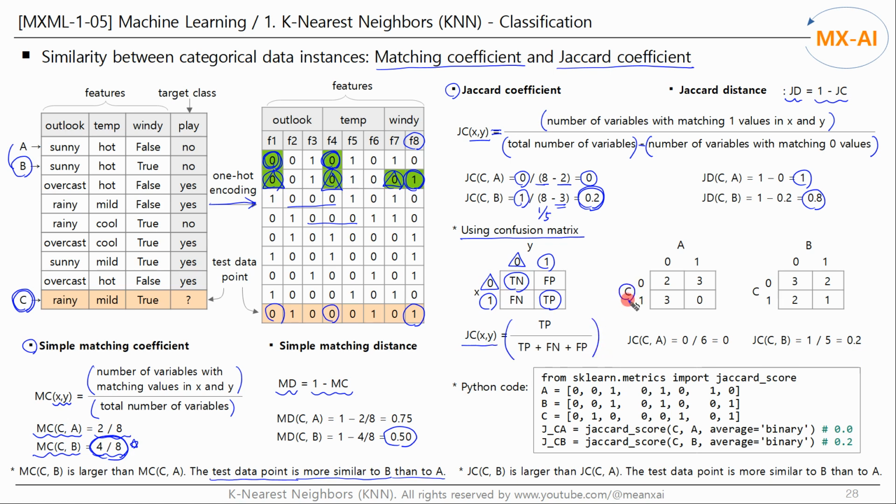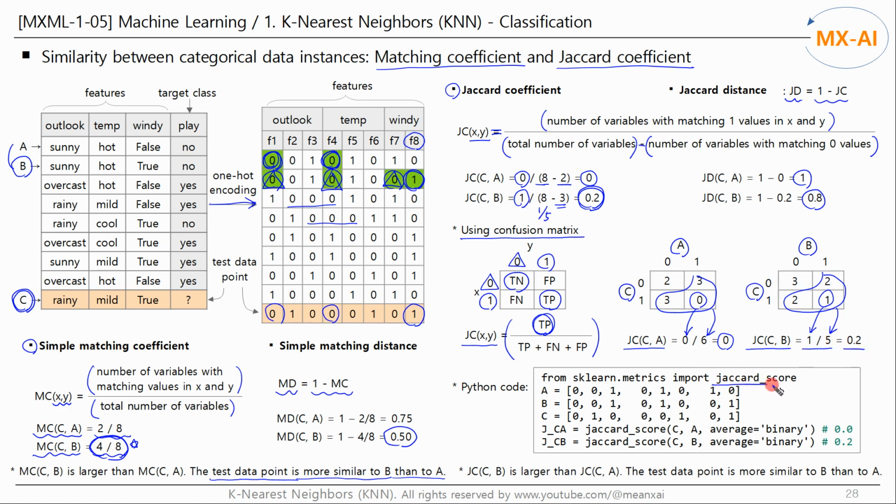Using the confusion matrix between C and A, the numerator of this formula is 0, and the denominator is 6. Then the Jaccard coefficient between C and A is 0. Using the confusion matrix between C and B, the numerator of this formula is 1, and the denominator is 5. Then the Jaccard coefficient between C and B is 1/5, or 0.2.